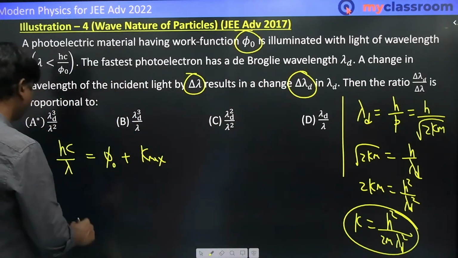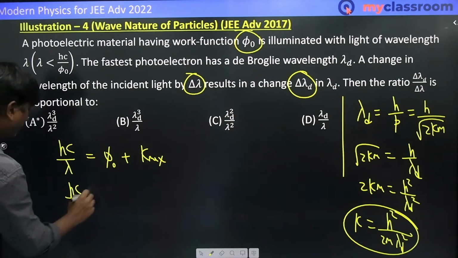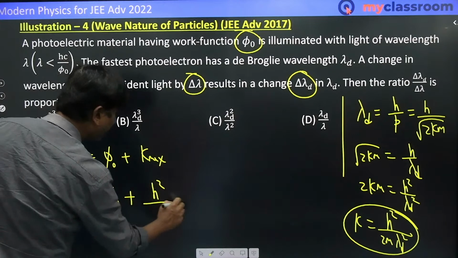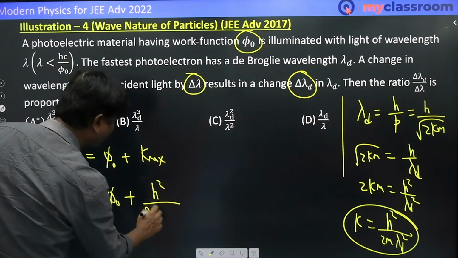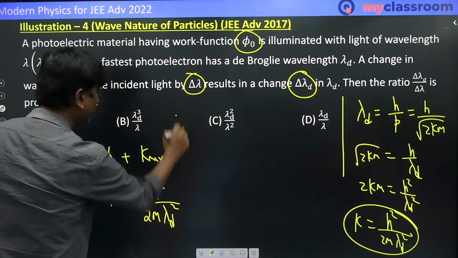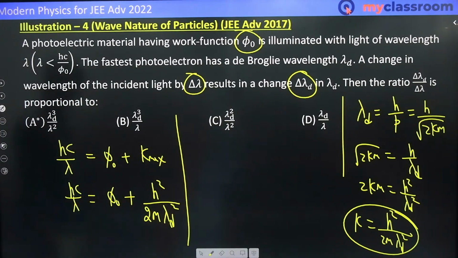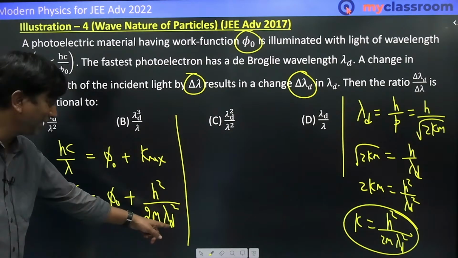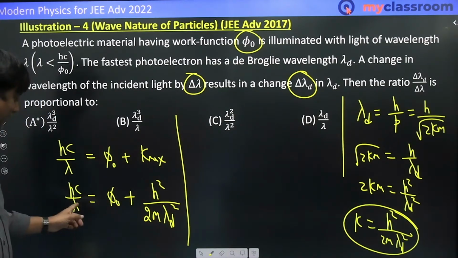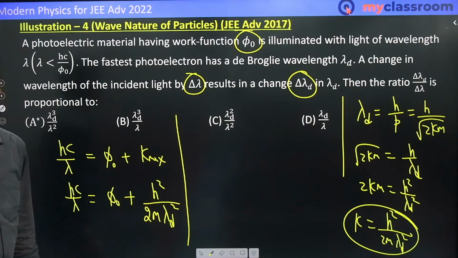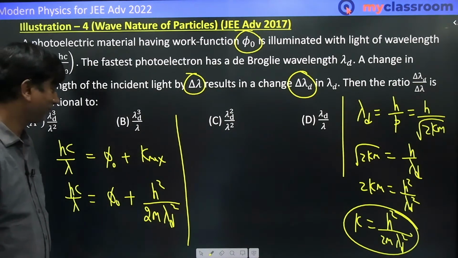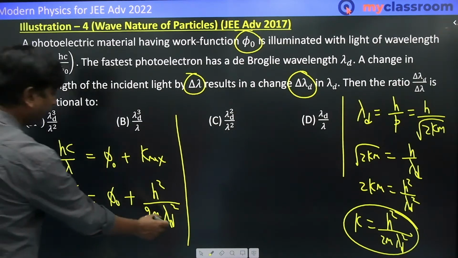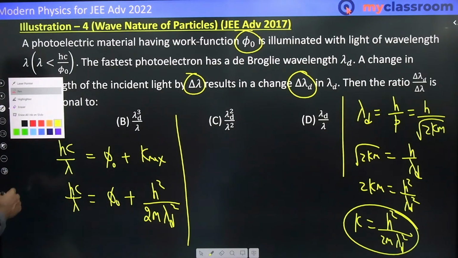Same thing will be substituted here. So hc by lambda is equal to work function plus Kmax, which is nothing but h square by 2m lambda d square. Now clearly it is looking like lambda d is depending on lambda, because when there is a change in lambda, the de Broglie wavelength also will change. Because this is incident, accordingly you will get Kmax, and accordingly you will get the de Broglie wavelength of that particular electron.